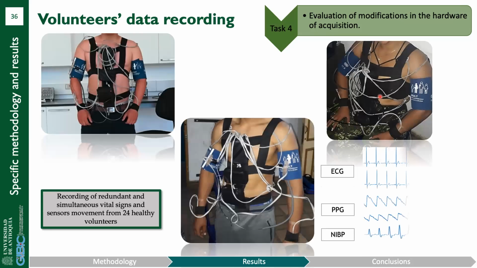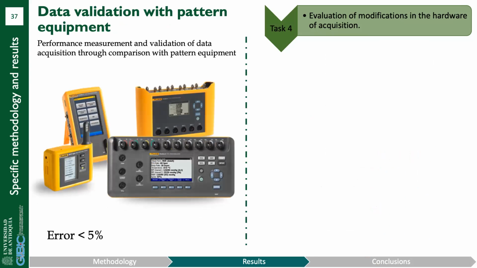With this device, we performed the measurement of the physiological signals of 24 healthy volunteers. The information obtained with this device has redundant and simultaneous acquisition of the vital signs. And the results of the measurement of this device are compared with the pattern equipment that is used to calibrate vital signs monitors commercially, and also compared with the signal obtained with commercial devices. And the error obtained in the signals was less than 5%.